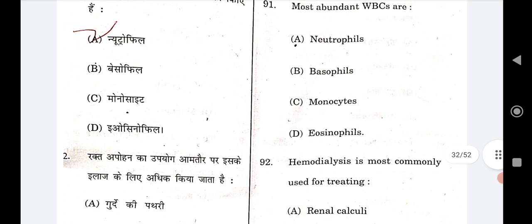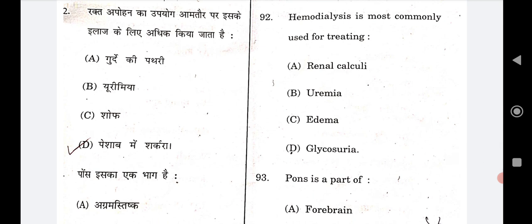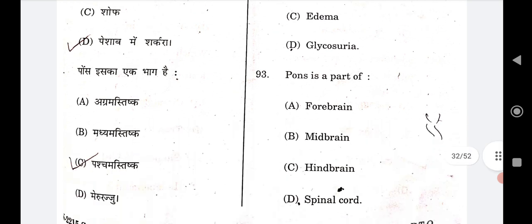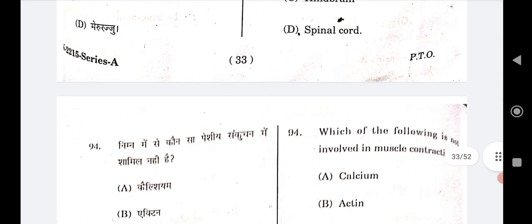Next question is, most abundant WBCs are neutrophils. A is the correct one. Hemodialysis is most commonly used for treating glycosuria. So D is the correct option here. Pons is a part of hindbrain. C is the correct option here.